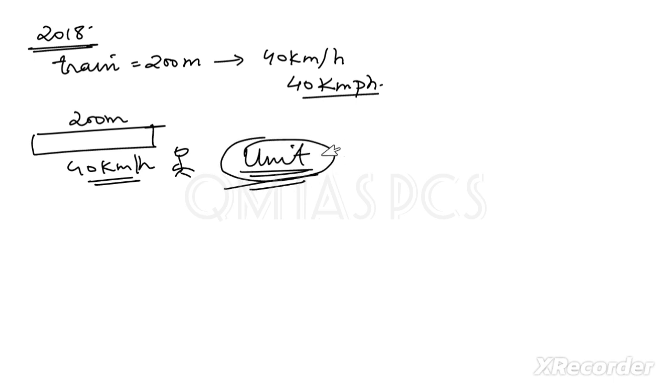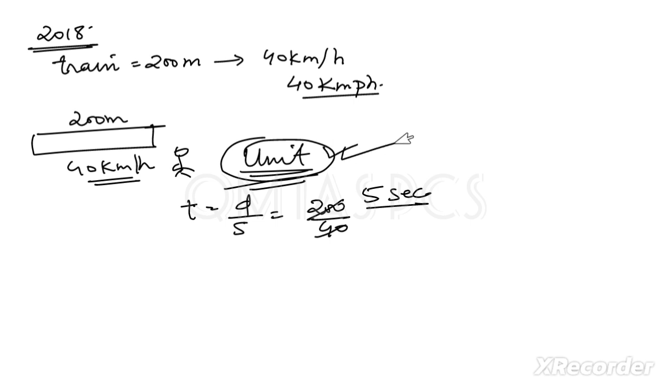If you are not considering this, somebody will write time equals distance by speed. So distance is 200, speed is 40, so it's 5 seconds. Sir, it's 5 seconds, I got the answer, but it's wrong. Why? Because you have not considered the units. Now look at the unit. It is meter per second, it is kilometer per hour. We have to convert any one.